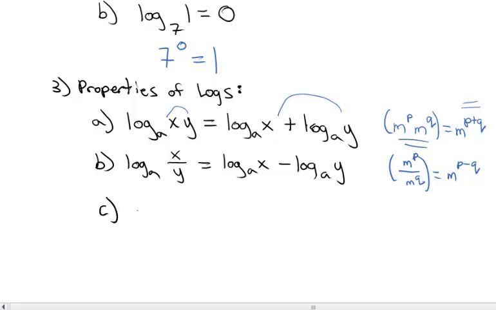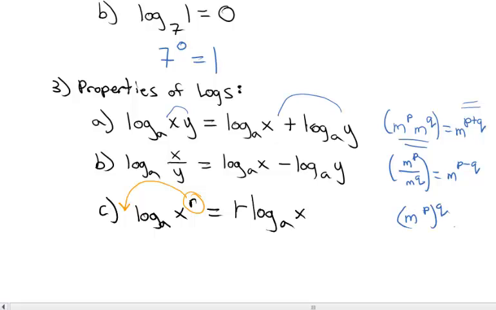Another important property of logarithms is that the log base a of x to the r, if we have an exponent inside the logarithm, this is the one we'll use the most, comes out in front of the log. R log base a of x. We multiply by that. We multiply the exponents together, essentially. Because remember, a log is an exponent. It comes from m to the p to the q. A log is an exponent, and we have another exponent. We multiply those exponents together, p times q.